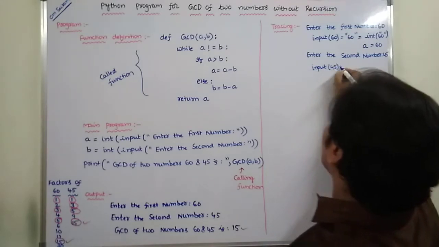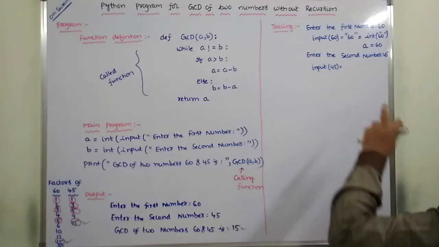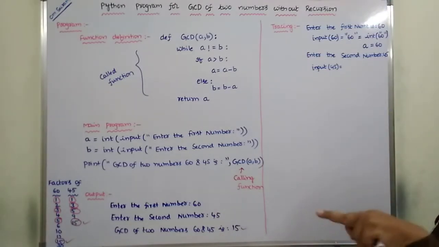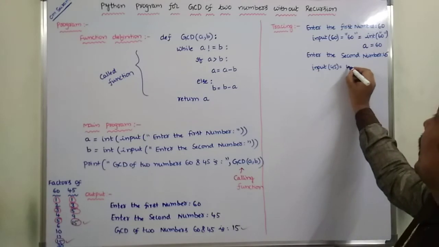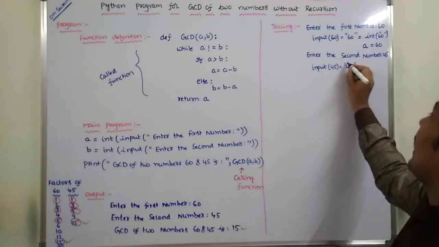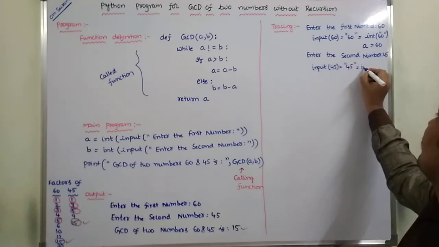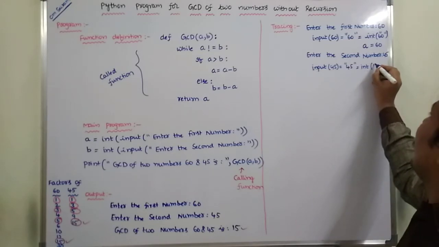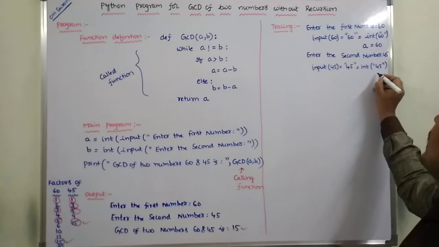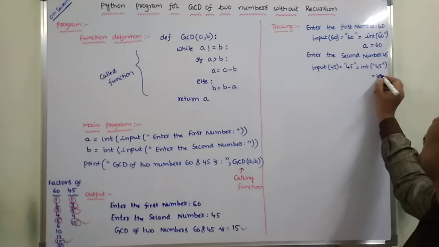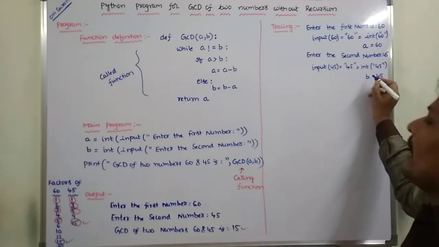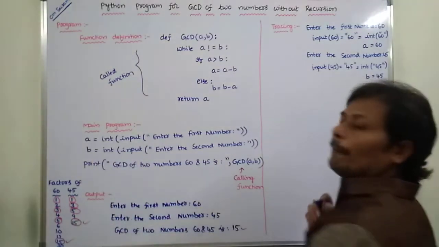This input function is used for reading the values that are entered by the user from the keyboard and returns the string value 45. This string value 45 can be taken by the typecasting int function and returns the integer value 45 that can be assigned to the variable B.